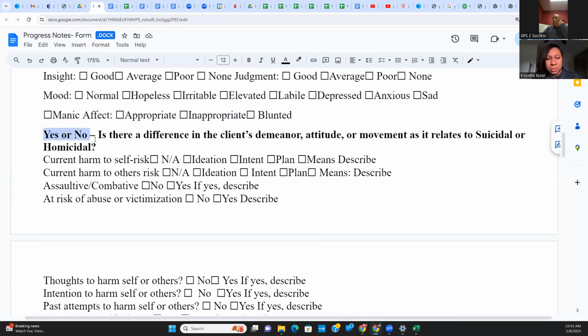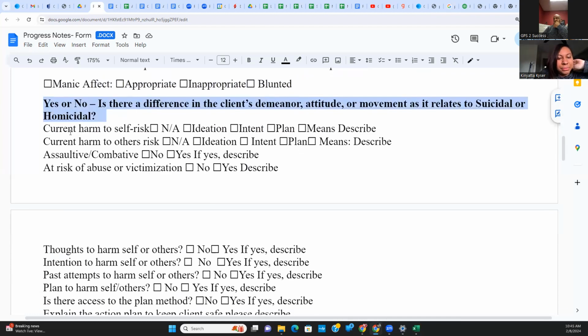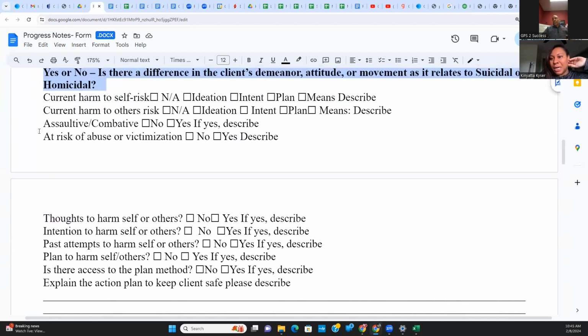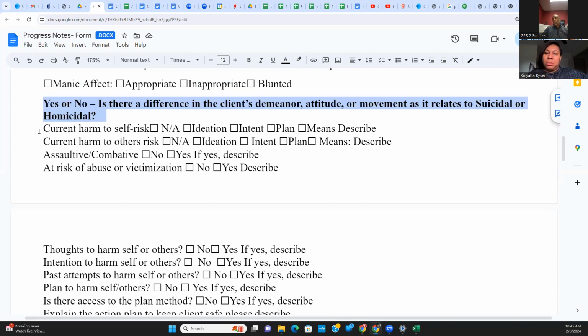And then yes or no, is there a difference in the client's demeanor, attitude, or movement as it relates to suicidal or homicidal? Most of the time it's going to be no, but we still answer them because you never know. We have to keep in mind we're mandated reporters. If we leave anything important out and then something happens, they're going to ask what they were like. You would be able to go into the system and pull this up and say this is what happened when they were at group.